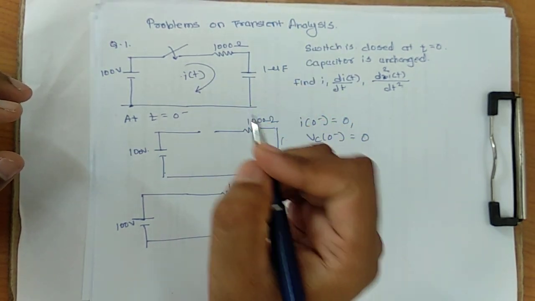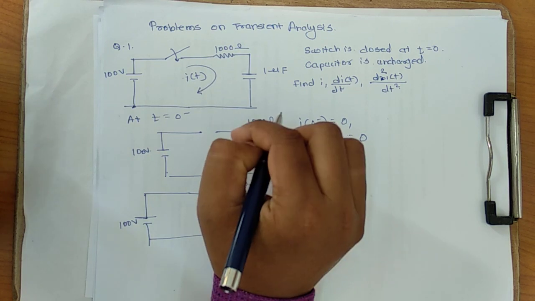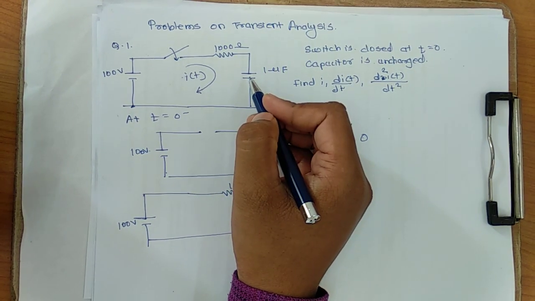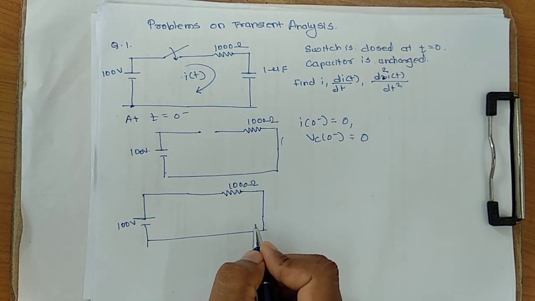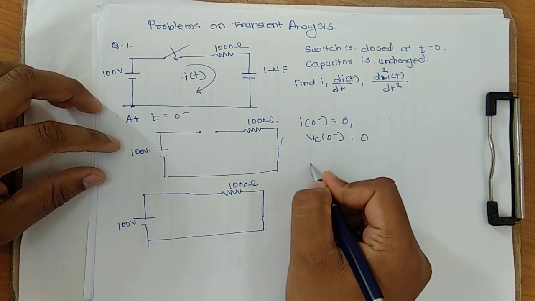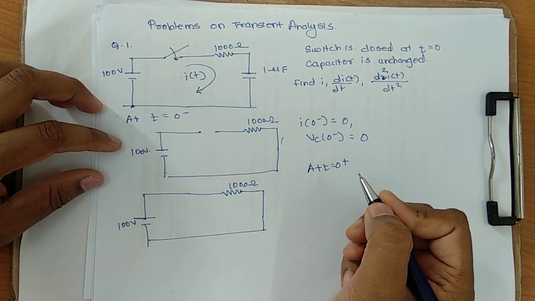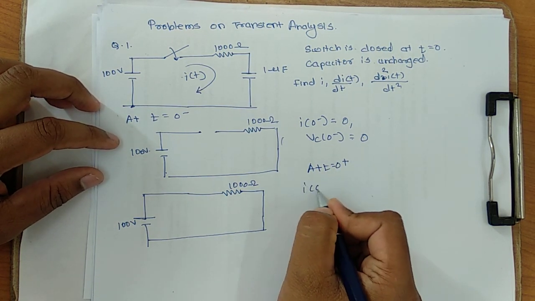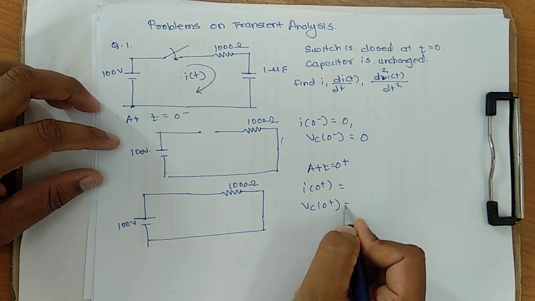So at 0 plus, when the switch is turned on, what will be the voltage across the capacitor? It is 0. So it should be like this. Now we have to calculate, at t equal to 0 plus, what will be the I of 0 plus and what will be the Vc of 0 plus. These are the two important conditions.